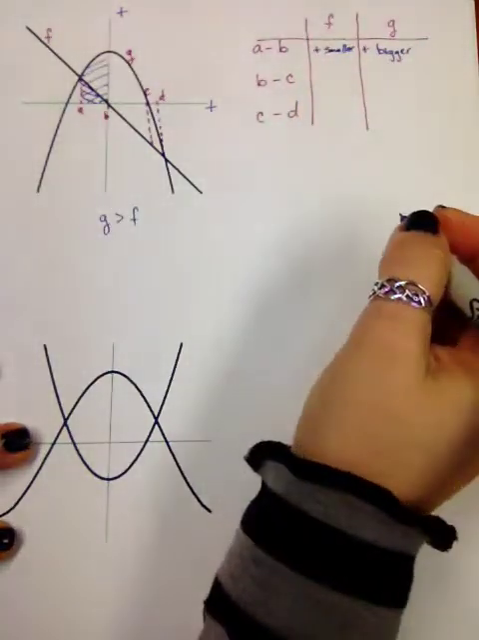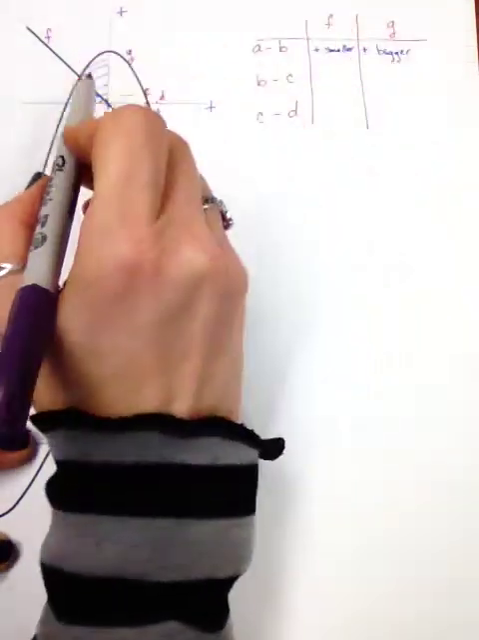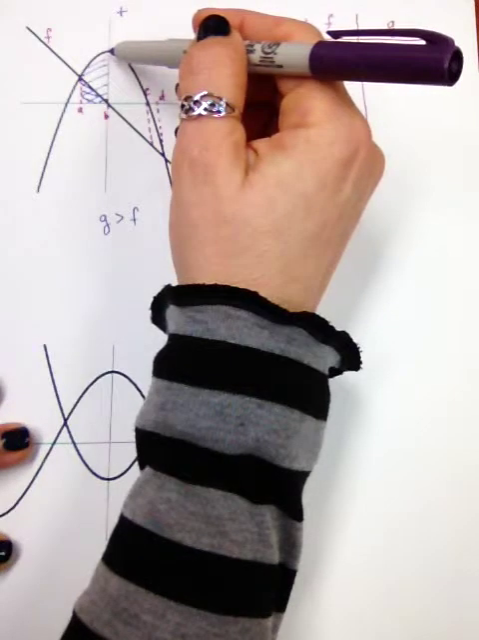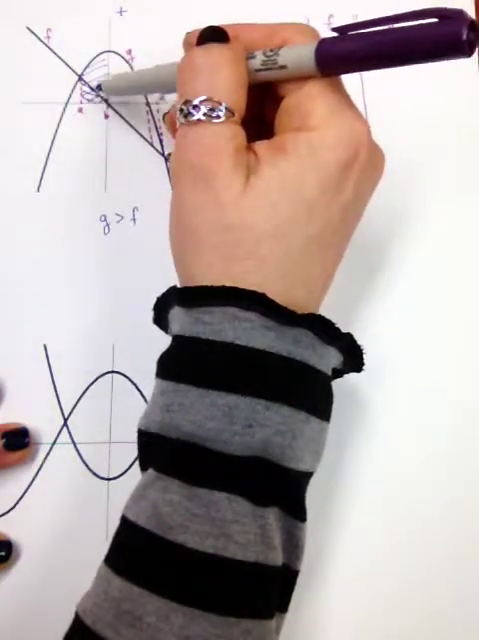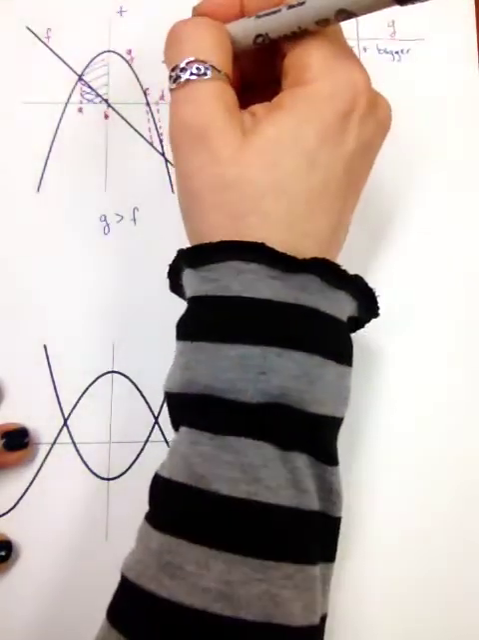Well, when we actually do the integration, we're going to do the more positive minus the less positive, and for this interval that makes sense. The more positive would be g, subtract the area underneath f. So for this interval we can do g minus f when we're looking at area.